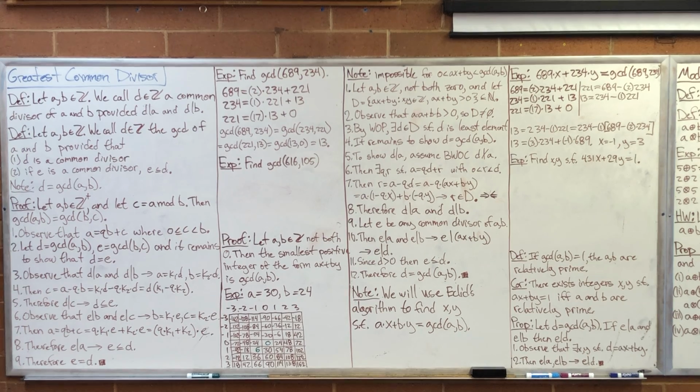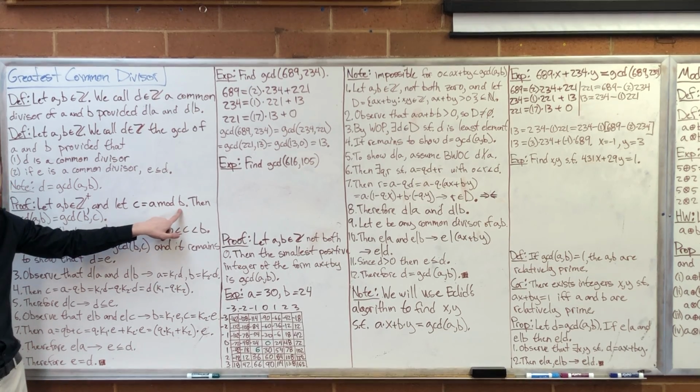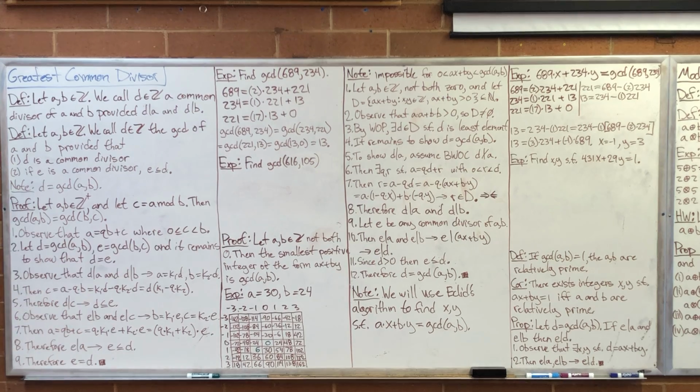Okay, so let's do our first proof of the day. Let a and b be positive integers. You comfortable with that notation? I'm not sure if I've used it in here before. Let a and b be positive integers, and let c equal a mod b. In other words, c is the remainder when you divide a by b. Good so far? Okay. Then the greatest common divisor of a and b is also the greatest common divisor of b and c. So the GCD of a and b is the GCD of b and a mod b. That's what we're going to prove. Now, why are we going to prove this?